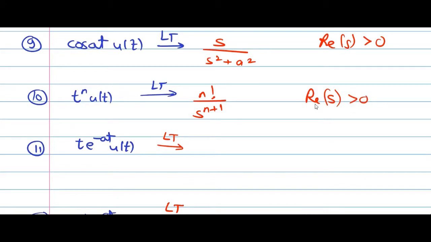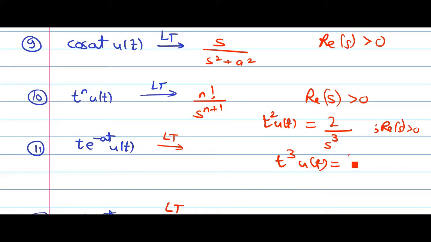So based on this formula for t raised to n U of t, we can have the Laplace of t square U of t. It has Laplace transform 2 factorial, that means 2 divided by S raised to power n plus 1. So S raised to power 2 plus 1, that means S cube, and the ROC is real of S greater than 0. Similarly, what is the Laplace of t cube U of t? So 3 factorial divided by S raised to power n plus 1. N value is 3 here. So 3 factorial upon S raised to power 4. And the ROC is real of S greater than 0.